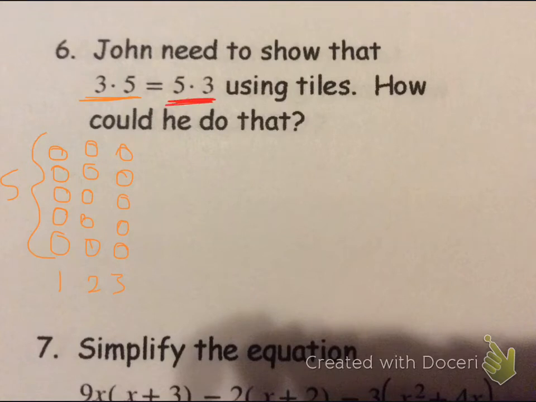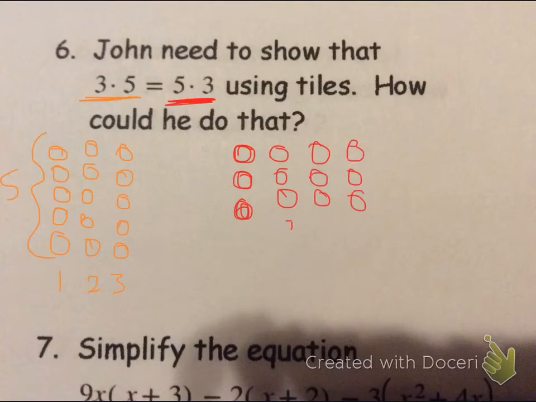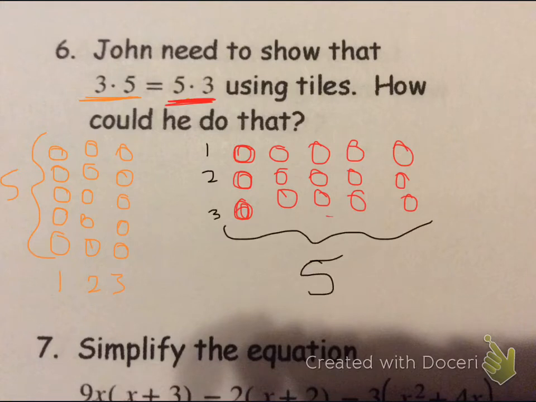Or we want to look at 5 times 3. 5 times 3 would tell me I need 5 groups of 3. So I would draw 1, 2, 3. Now I need 5 of those. 1, 2, 3, 1, 2, 3, 1, 2, 3, and that's 4, 1, 2, 3, and that's 5. So now I have 1, 2, 3, and I have 5 rows of them.